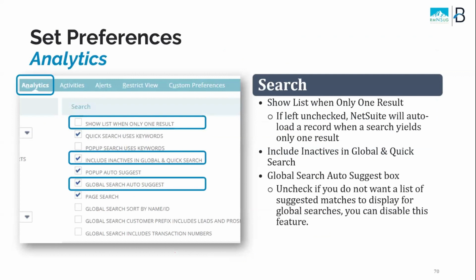Then within the analytics sub-tab, there's showing lists when only one result. If this is unchecked, NetSuite will auto load a record when a search yields only one result. There's also including inactives in global and quick searches. If you check this box, it will include those inactives. Sometimes it's helpful as an admin to have that, and maybe less for the users. And then there's the global search auto suggest box. Uncheck this if you do not want a list of suggested matches to display for the global search.